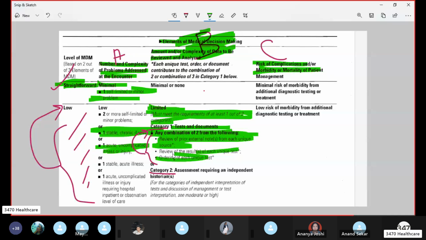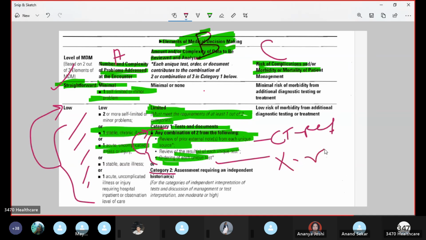So either review of the prior external records, or review of the test results, or order of the test, something they are going to perform newly. So in this review of external records, review of results and order, in these 3, any 2 bullets present, category 1 warrant. Okay, review of the CT report, external report 1. And in current encounter going to order X-ray. Now category 1 warrant or not?